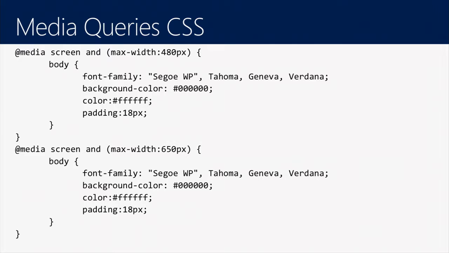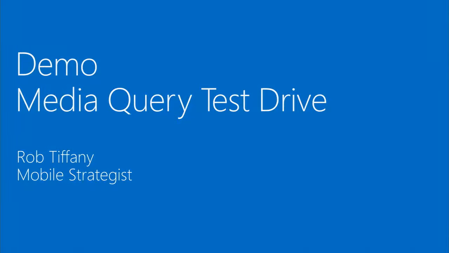And so inside those tags, inside those curly braces, you put all the stuff in there that says, when I see this size, show this. And then this one below here, when it blows out to 650 pixels, show that instead. So let me do a little demo here.